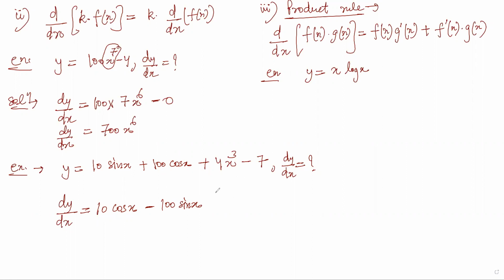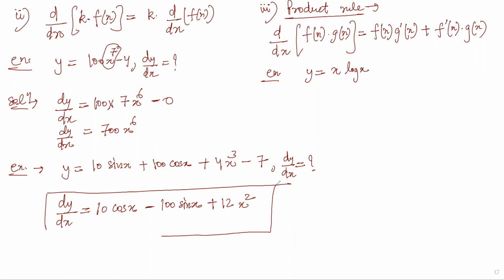Yes. Next. 12x square. Plus 12x square. Good. 4 will be as it is, and x cube ka differentiation will be 3x square. Now 4 and 3 get multiplied to give us 12, and there is going to be minus 0, but you won't get that. Minus 0 will play no role, right? This would be the final answer. Minus 0 will also be there, but that doesn't change anything. So the final answer to this question is this.